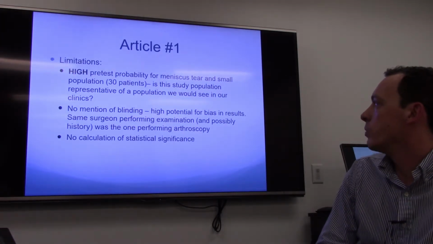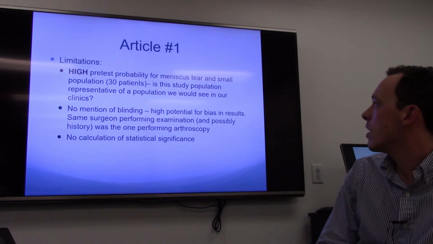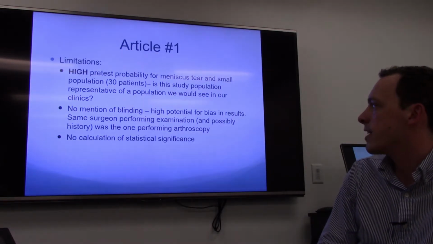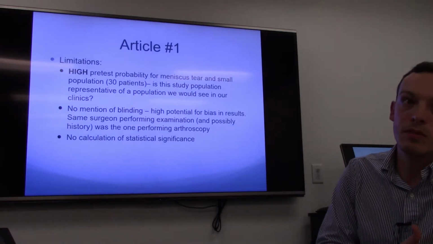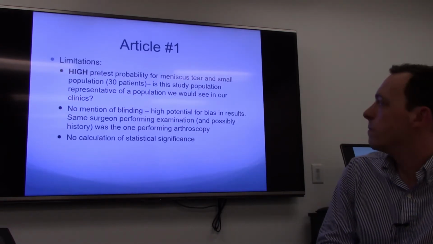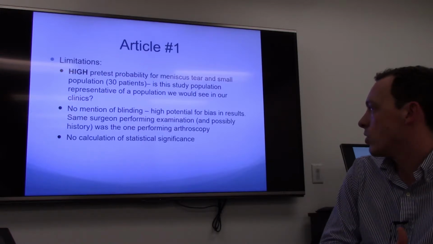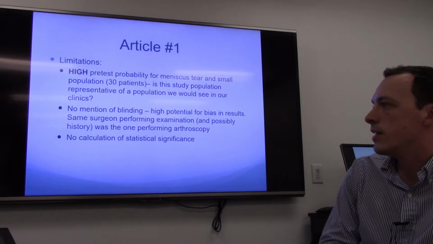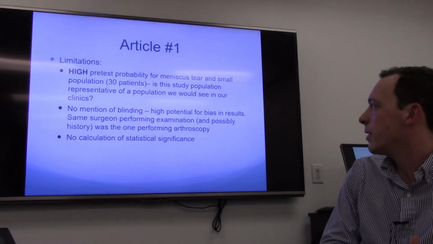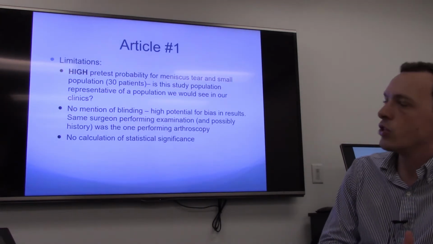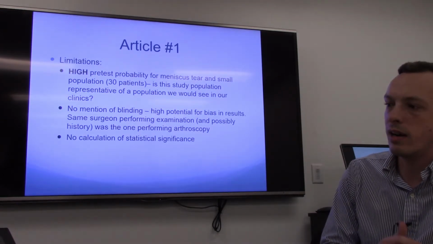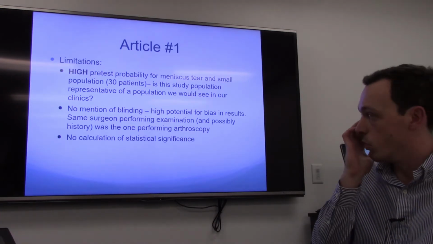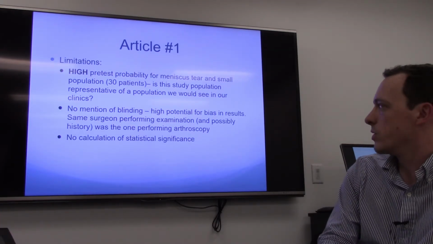They didn't mention any sort of blinding in their methods, so I think there's a high potential for bias in results. It was the same surgeon performing the examination as who did the initial assessment of the meniscal injury, so definitely some bias there, and he was also the one doing the arthroscopy. And then when it came to the accuracy, they did say that the surgeon was better than MRI, but they didn't really do a calculation of statistical significance for that. So was that 10% difference within the realm that we would expect with chance, or was that really truly a statistically significant result?